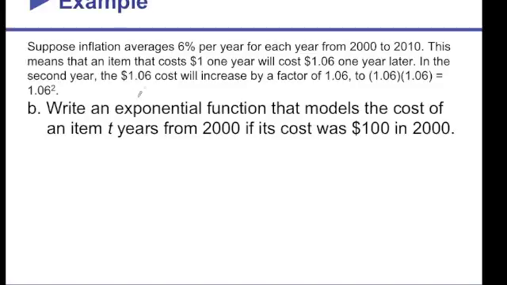Now we want to do the same thing, but we're writing the exponential now. The item costs $100 in 2000. So it's very similar, but y equals a is now 100 times 1.06 to the t. So this becomes 100 times 1.06 to the t.